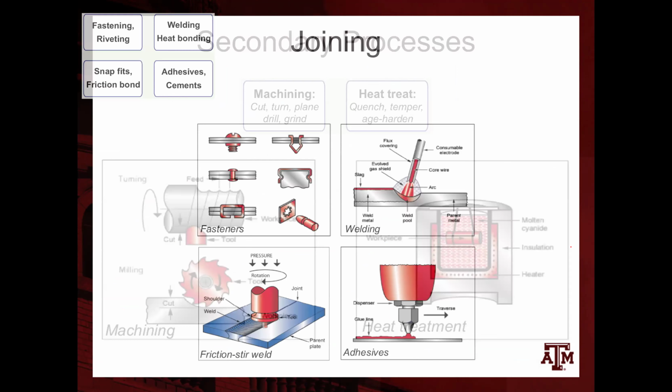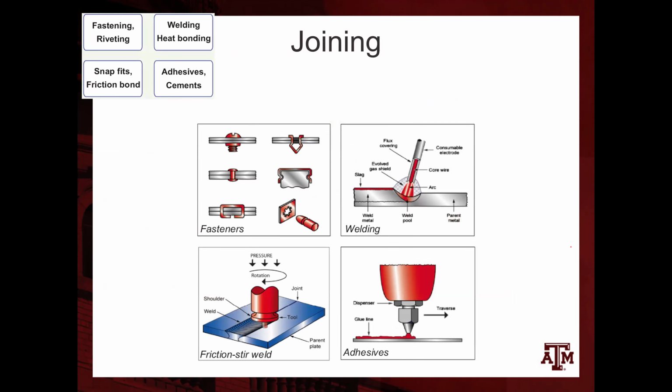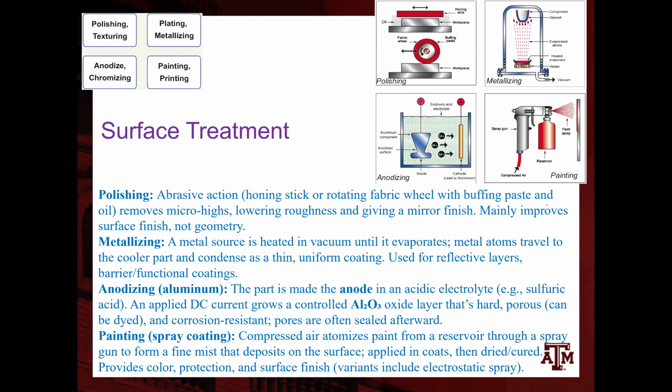Then we can use joining to make larger equipment or tools. This could be something as easy as fastening and riveting, or we can use welding and adhesives. So those are different options that we have while trying to put the piece of material into final shape.